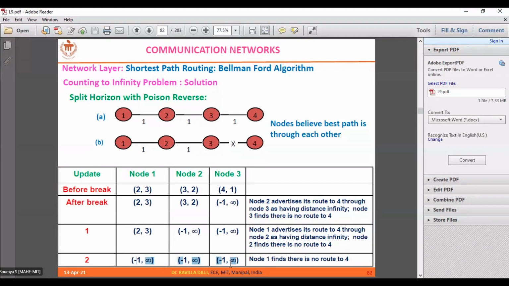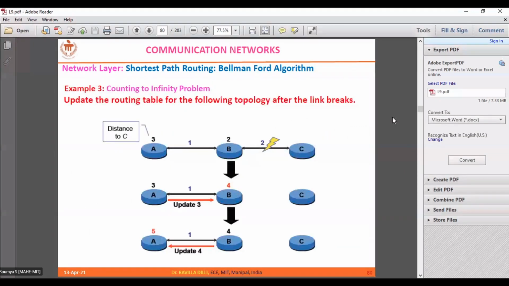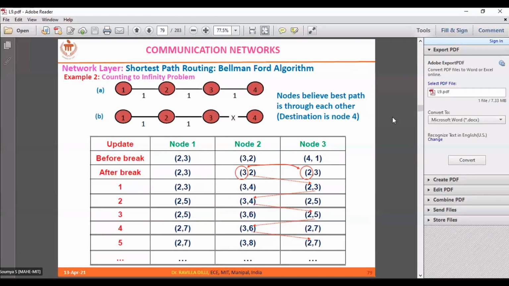So therefore in just 3 steps, all the other 3 nodes in the network now know that node 4 is not reachable, unlike what was there earlier. Just look at the same problem. This was it, right? Just look at what is happening. You start from the right hand side so you understand better.